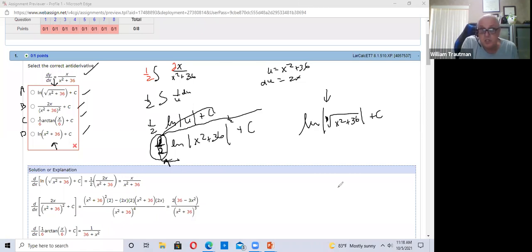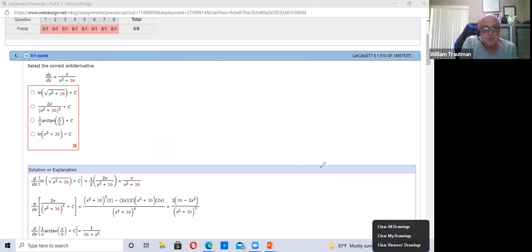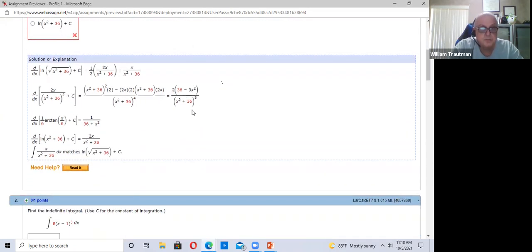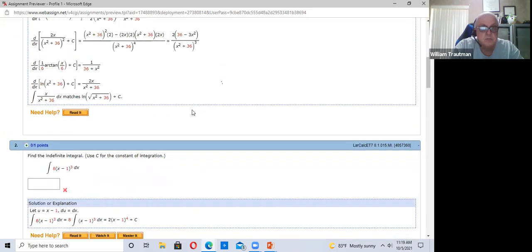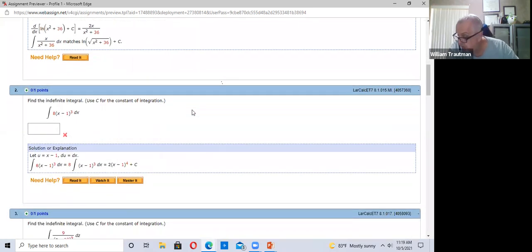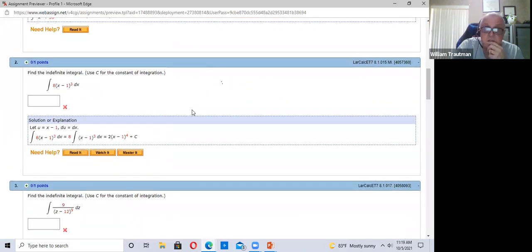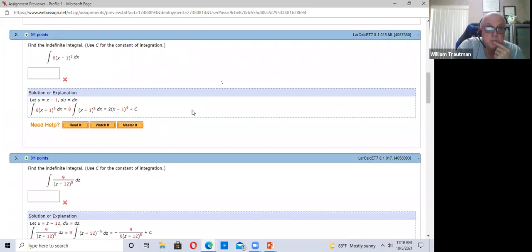I wanted to show you that one because it took me a while to remember the rule of logs. If you remember when you expanded logs and natural logs and put them back together, the number in front was the power. Let's see, what else did I want to do? I think you can go through these. I'll post the homework solutions for you also.